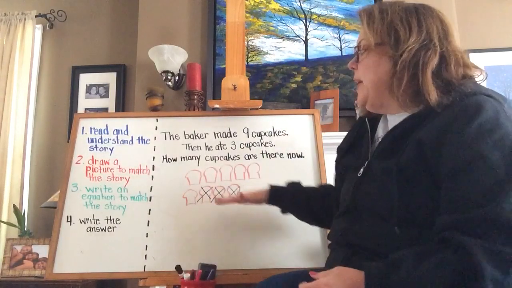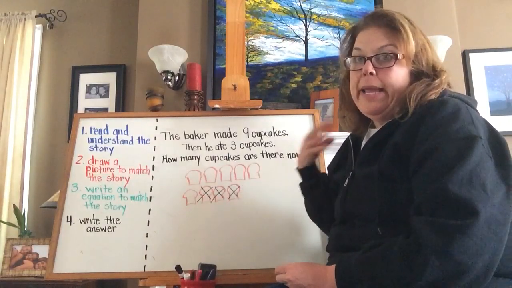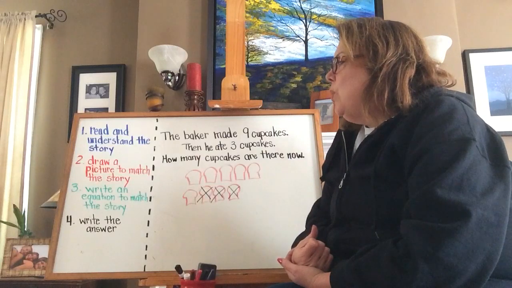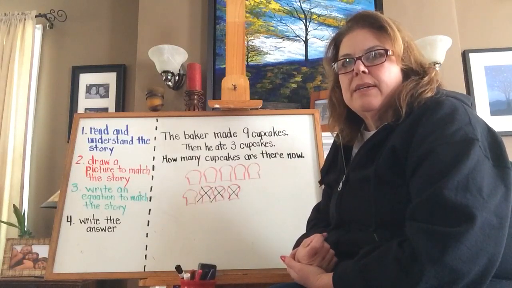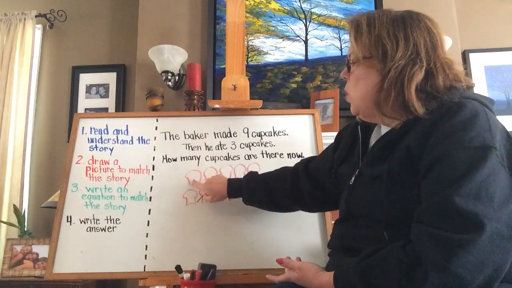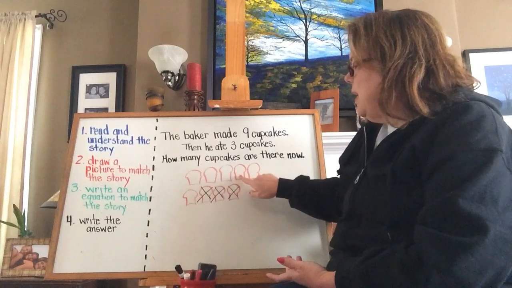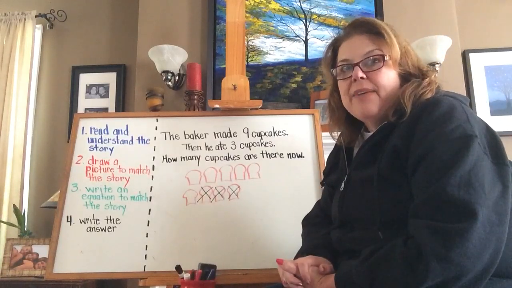So now I drew my picture that matches the story. There were 9 cupcakes, 3 went away. He ate them. So how can I figure out how many cupcakes are left? Yeah, we need to go back and count. So let's count with me. Ready? We go 1, 2, 3, 4, 5, 6. There are 6 cupcakes left.